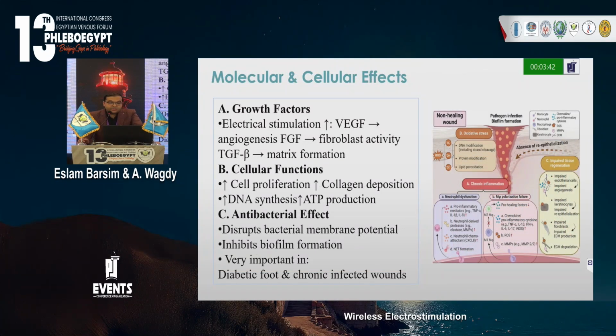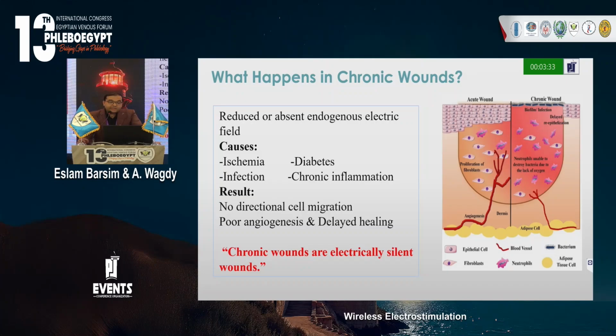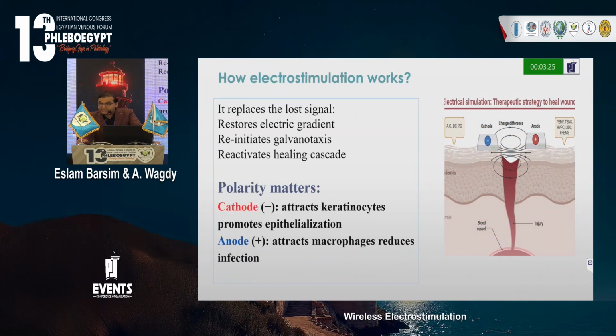What about cellular effects? Electrical stimulation also increases vascular endothelial growth factor, collagen deposition, and has an antibacterial effect. What happens in chronic wounds? There is reduction or absence of this electrical field. So the role of wireless electrostimulation is to replace these lost signals by restoring the electrical gradient, reinitiating galvanotaxis, and reactivating the healing cascade. Cathodes attract keratinocytes, which promote reepithelialization, and anodes attract macrophages, which reduce infections.